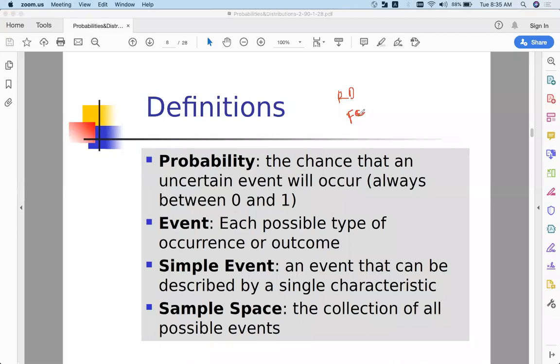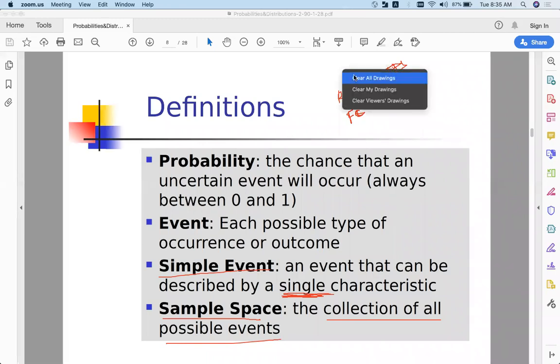A simple event is basically where I'm only looking at one thing. What I'm looking at in rolling a dice is the face it is falling on. Is it 1 dot, 2 dots or 3 dots? When I flip a coin, I'm only looking at whether the coin will fall on head or tail. So only one characteristic is the answer. A simple event is an event that can be described by a single characteristic. This point is important. Sample space is the collection of all the possible outcomes. These definitions are very basic.